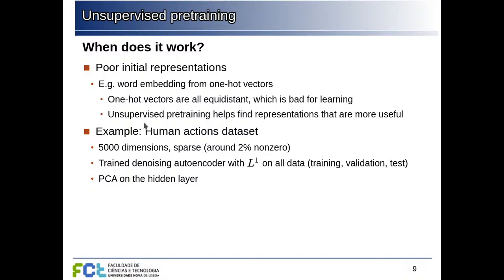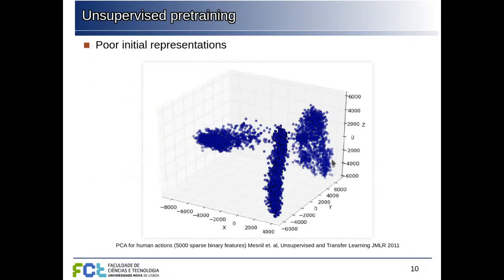So this is an example. There was this set of examples for human actions, that are the results of motion sensors that people were wearing as they did different things, like sitting down, walking, things like that. And each example was very sparse. So there are 5,000 readings, but most of them are zero, and only around 2% would be non-zero. But training the denoising autoencoder with regularization and so on on this data, and using that representation in the hidden layer, it was easy to project this into three dimensions and see different clusters for different types of motion patterns in those subjects.